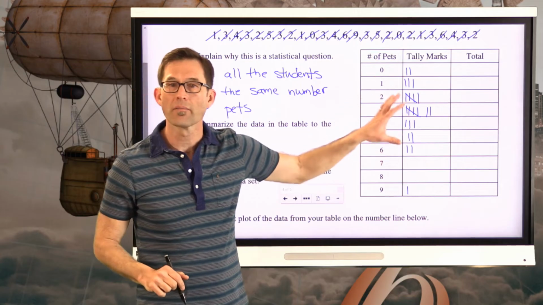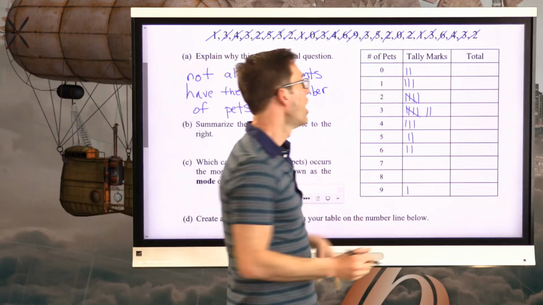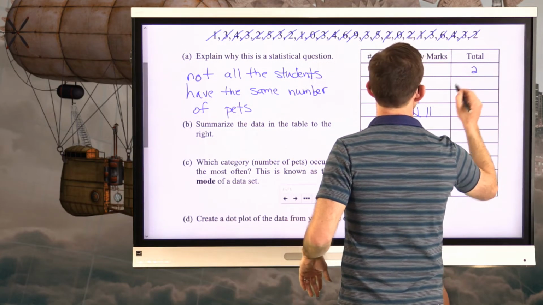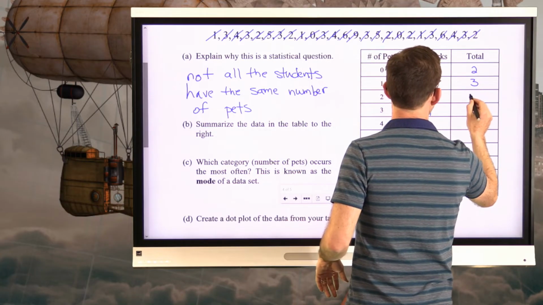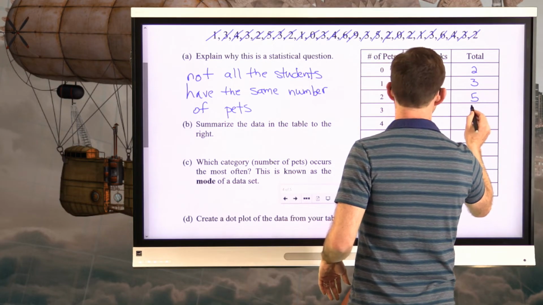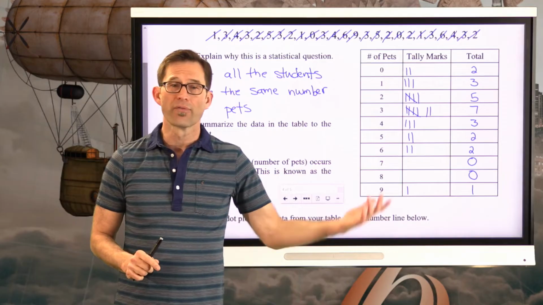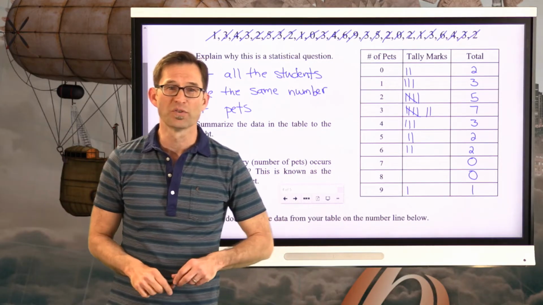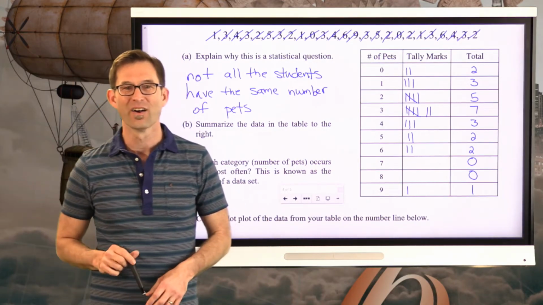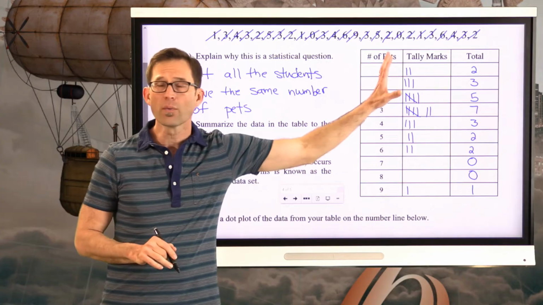Once I've done all my tally marks, it's then easy enough to say, oh, I've got 2 kids that have 0 pets, 3 that have 1, 5 that have 2, 7 that have 3, 3 that have 4, 2 that have 5, 2 that have 6, 0 with 7, 0 with 8, and 1 person has 9 pets. Again, you never know. Maybe they have 3 hamsters and a fish tank. Who knows? Depends on how you count your pets. All right, so we've got our table.